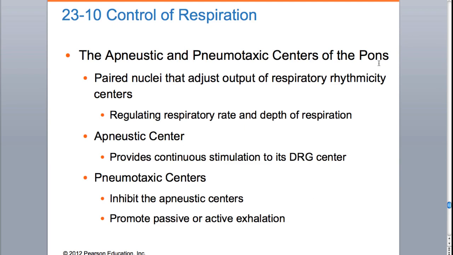Now these are of the pons. So I already told you that pons plays what key role? The rate and depth. And what do you see mentioned right here? Rate and depth of breathing. So pons, rate, and depth. Now we have two main centers, the apneustic and the pneumotaxic.